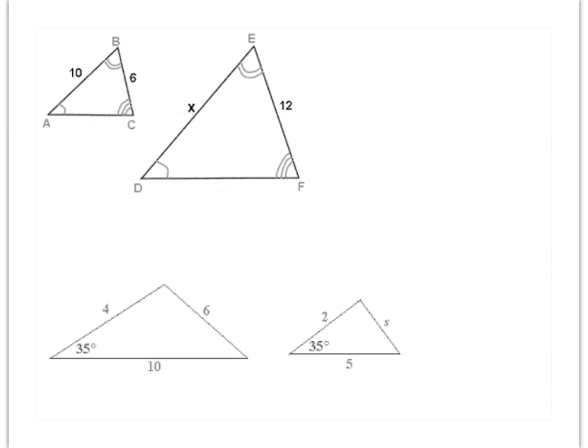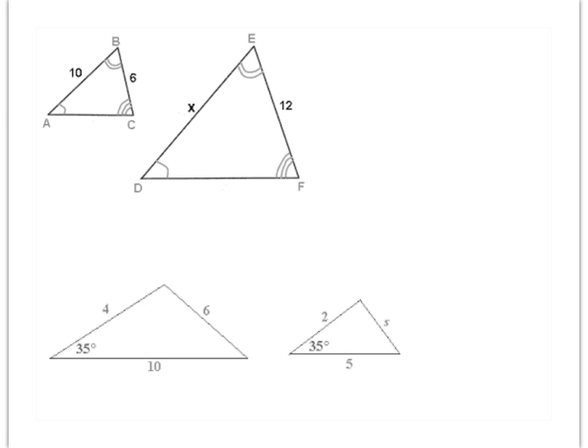Alright, so for these two, they don't want to know whether or not they're similar. They tell us they're similar, and they want to know what the missing side is. So we got all three angles. We know they're similar triangles. We've got to set up our ratio.